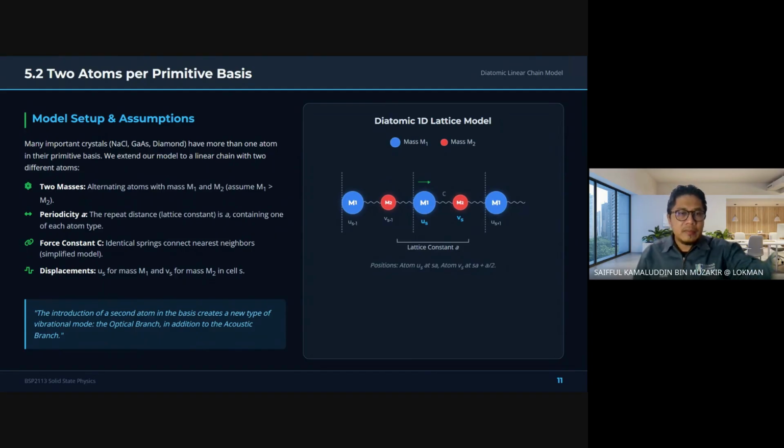So we have, let me show, what is M1, what is M2, what else. The periodicity, the A, the lattice constant, the distance between M2 and another M2, or from M1 to another M1. What else? We have force constant, an identical spring connecting nearest neighbors. This is a simplified model, spring constant or force constant. If it is a real spring, we have mu, the constant of the stiffness coefficient, like a spring in a car, right? So the displacement is also mentioned over there.